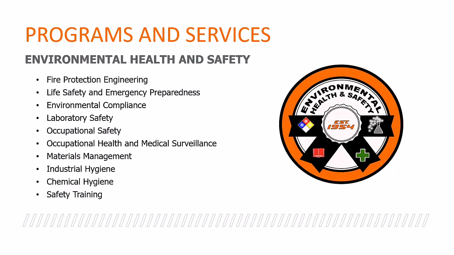These are just some of the programs that the Oklahoma State University Environmental Health and Safety Department provides. We can provide fire protection engineering, life safety, and emergency preparedness. We also provide environmental compliance, lab safety, occupational safety, occupational health and medical surveillance, materials management, industrial hygiene, chemical hygiene, and safety training. Those are everything that our department here at Oklahoma State is responsible for and overseeing, and actually providing a safe work environment for the employees who work here.